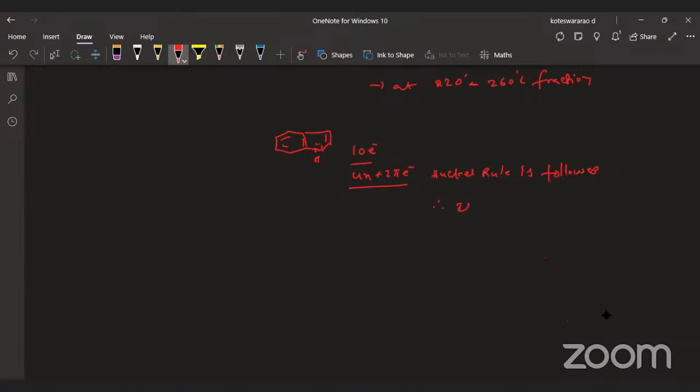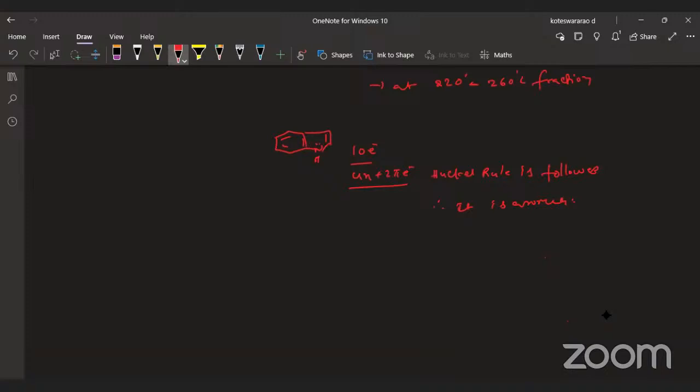Therefore, it is aromatic. And the lone pair of the sp2 hybrid nitrogen atom is also participating in the delocalization. Here, the lone pair is also participating in the delocalization. That is the reason it is aromatic, right?